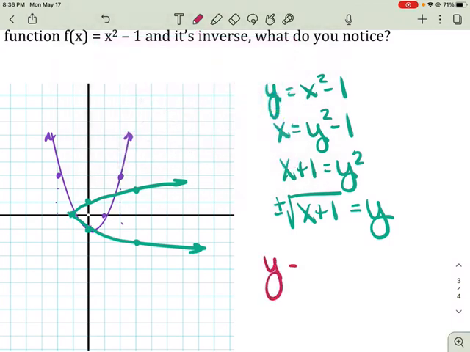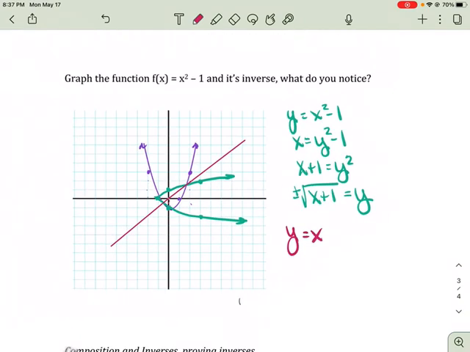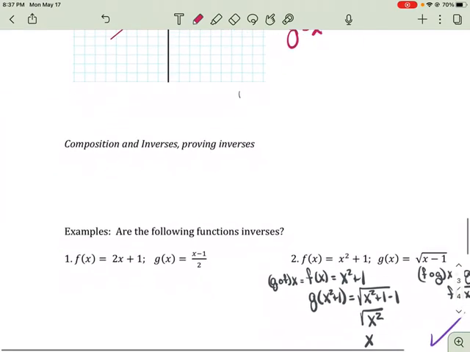But I want you to notice that if I graph y equals x, the line goes just like this, you should see that this is a mirror image along that line. So if we fold, like I had a piece of paper and folded it, it would literally be on top of each other. So that's another way you can tell inverses. The graphs have to be mirror images along the line y equals x.